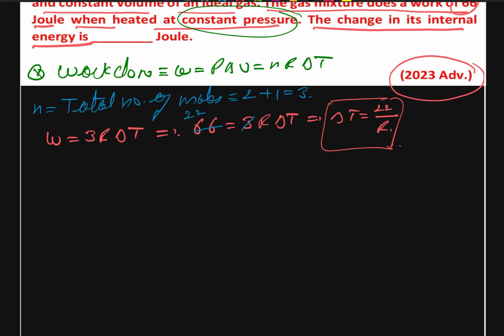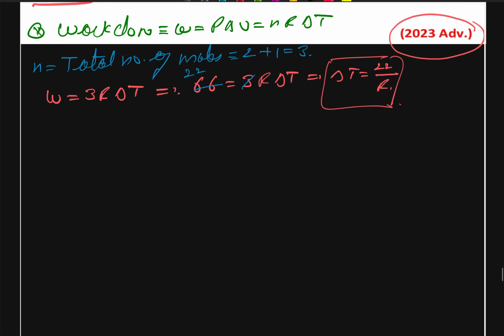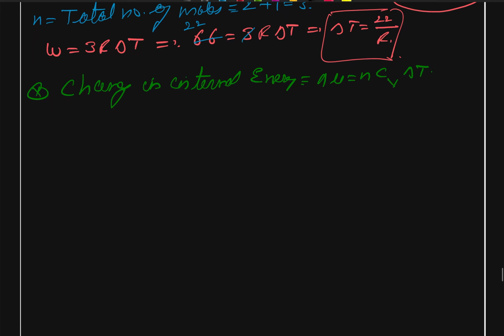Now we have to find out this change in internal energy. So you can say our change in internal energy, that is delta U, is equal to n C_V times delta T. Delta T we already found out. We need to find out our C_V, and this C_V is for our mixture.